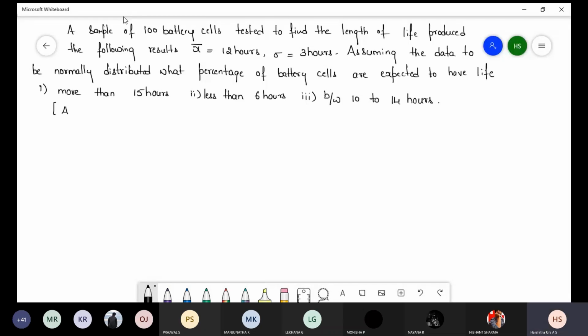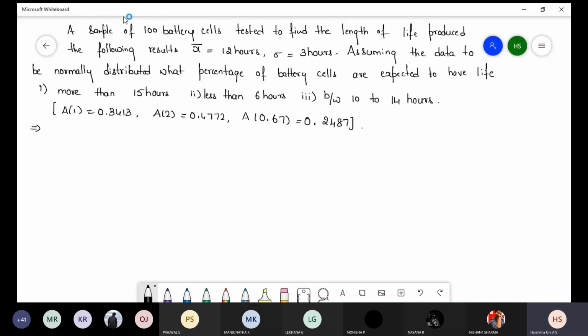A of 1 is equal to 0.3413. Again, A of 2 is equal to 0.4772. A of 0.67 is 0.2487.